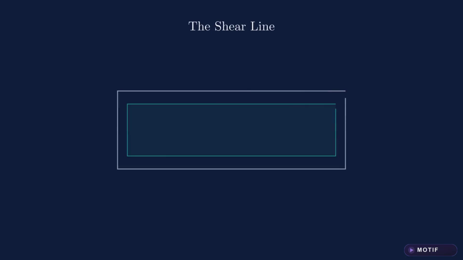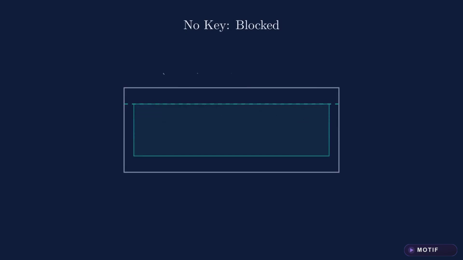Now, look at this invisible boundary. This is the shear line, the gap between the plug and the housing. What would need to be true at this exact line for the plug to rotate freely? Hold that question. Without a key, what happens?